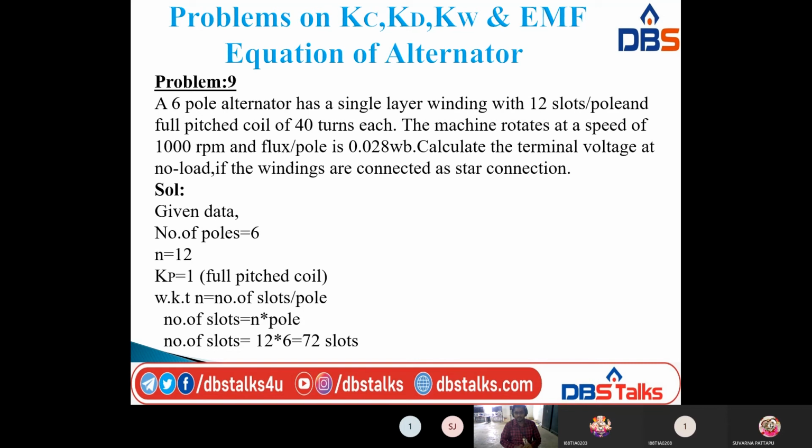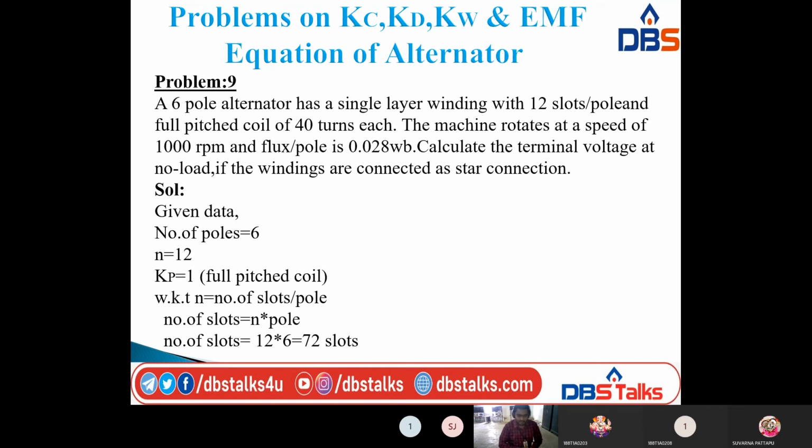star connection. So we have to calculate the terminal voltage, that is 4.44 kc kd phi t phase and f. Firstly, they have given the flux per pole and n, but they didn't give the frequency. So to determine the frequency we take n is equal to 120 f by p. From that we will calculate the f value.